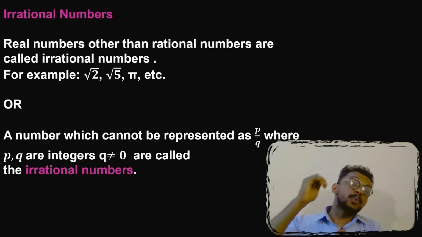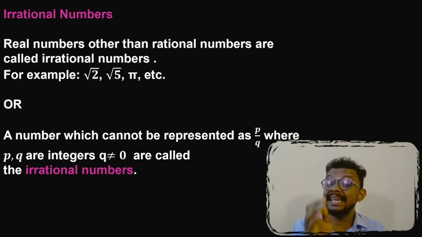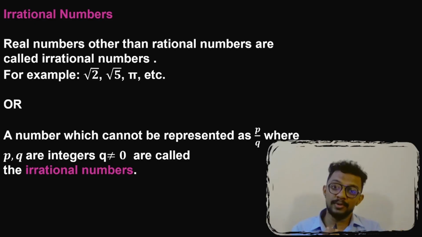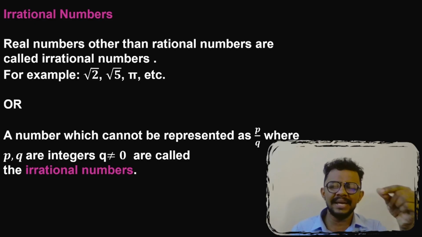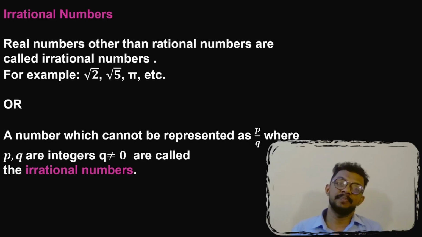It's time to discuss what irrational numbers are. We already discussed what a rational number is. What is a rational number? Any number which can be represented in the form of p by q, where p and q are integers, q not equal to 0. An integer by integer form of numbers is called a rational number.